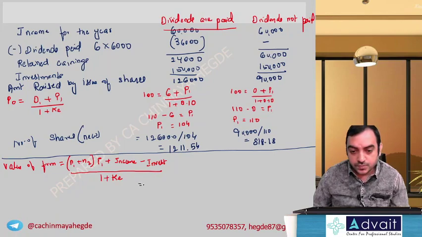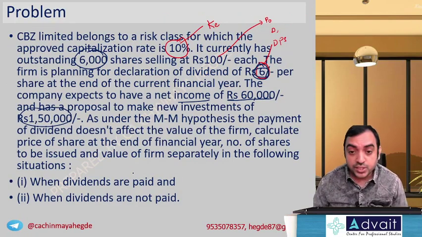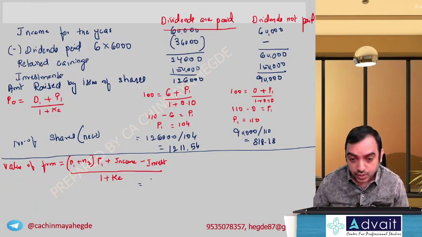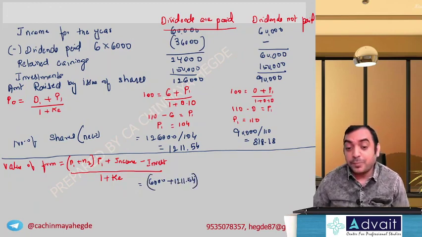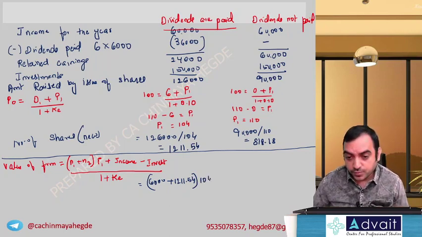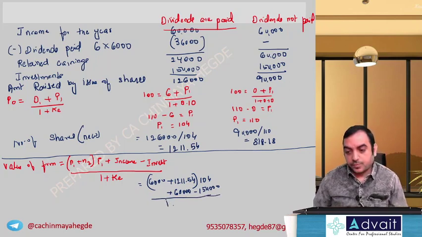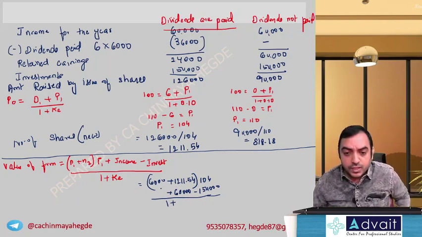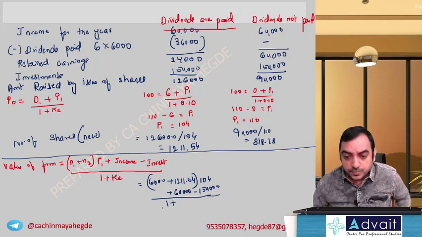So in the first case, N1 existing shares. How many shares were existing? 6,000 shares. 6,000 plus 1211.54 multiplied by P1, the price after year 1, 104, plus income minus investment. So plus 60,000 minus investment of 1,50,000, divided by 1 plus K, divided by 1 plus cost of equity, which is 10%.